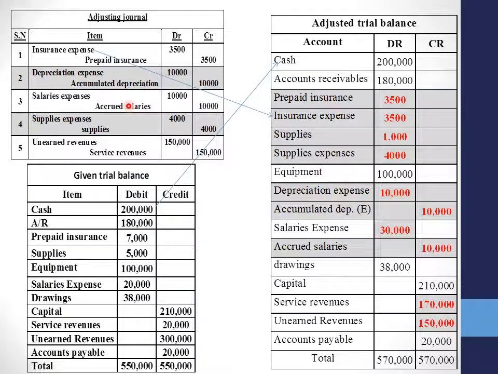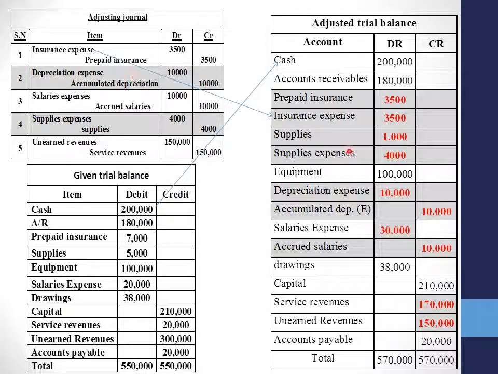But if it appears in the adjusting journal in the debit and in the given trial balance in the credit, you're gonna subtract and place it within the bigger side. For example, supplies here in the credit side for 4,000. Where is supplies here? Supplies here in the debit side for 5,000. So supplies appears twice, in the given trial balance in the debit and in the adjusting journal in the credit.